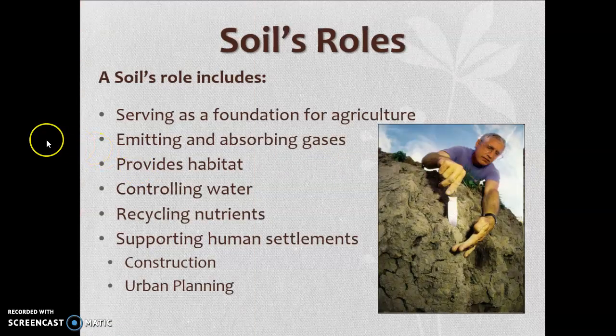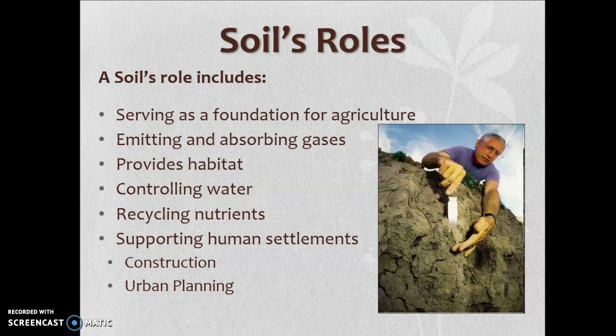So the first thing here is just the roles that soil plays in the ecosystem. Obviously, it's going to be a foundation for agriculture. The type of soil you have, how much water can be held with it, the types of nutrients it would have will help determine the types of plants that can be grown. It also plays a role in terms of emitting and absorbing gases, in terms of carbon sequestration, which we talked about earlier with climate change.